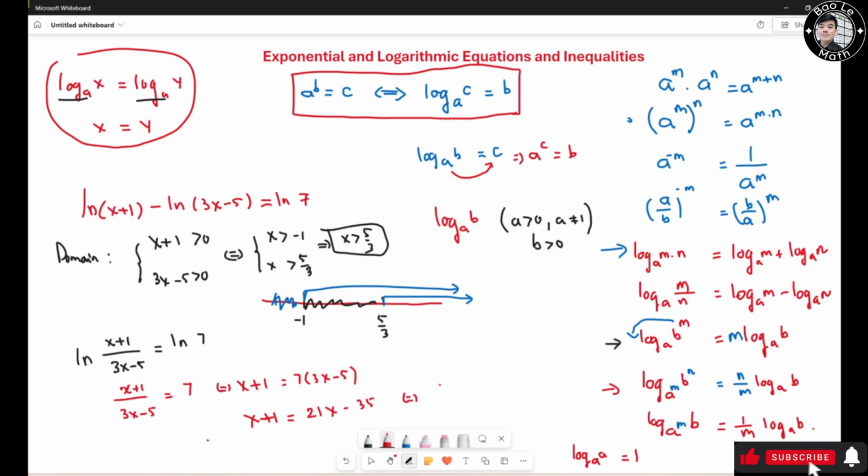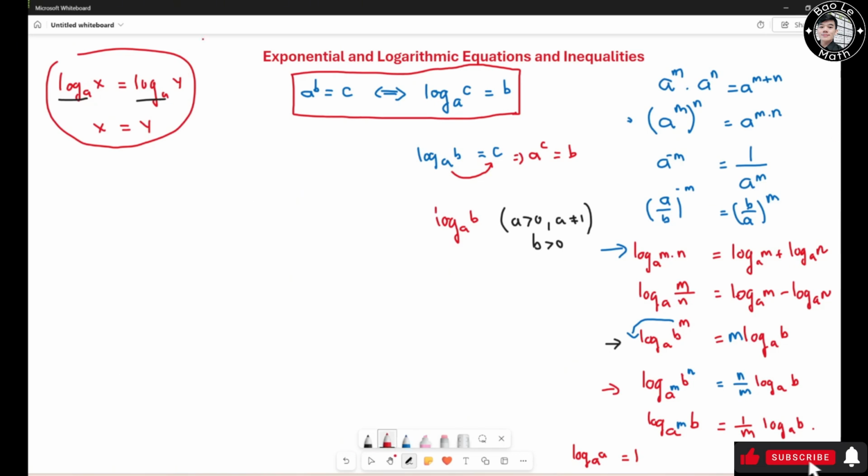So this turns out to be negative 20s equals negative 36. Divide both sides by negative 20, so s equals 36 over 20. And then I just divide the top and bottom by 4, so it could be 9 over 5. Now I check my domain right here: s greater than 5 over 3. Now I get 9 over 5 right here, which satisfies the domain. So this is the solution. Let's move on to the next example.